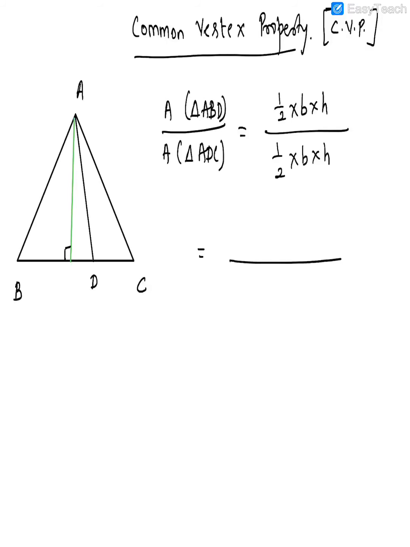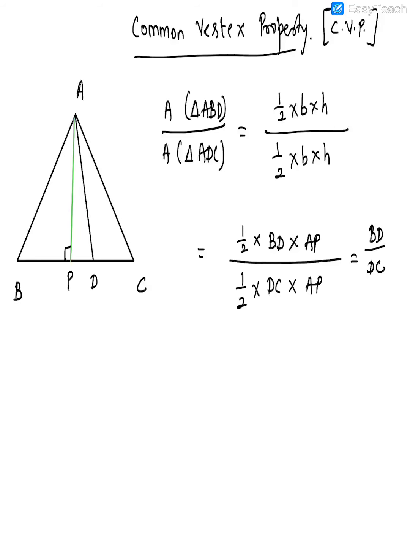So let's say this height is AP. So I'll write here half into base, which is BD for this triangle, into height AP. Whereas in the denominator you'll get half, the base is DC, and into height AP. On solving, you can see half gets cancelled, AP gets cancelled, so you'll get BD upon DC.